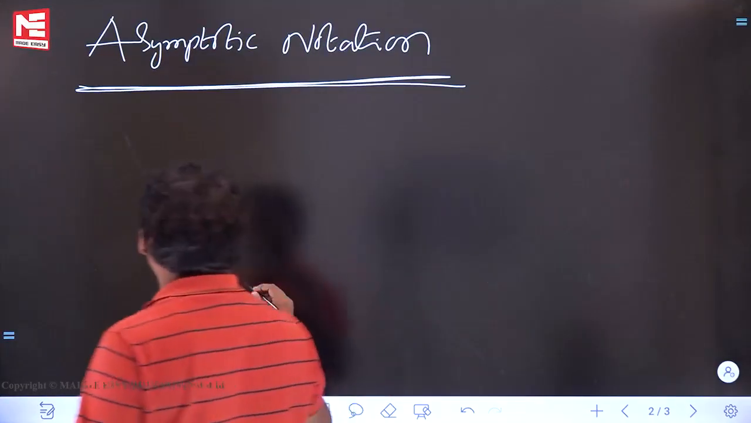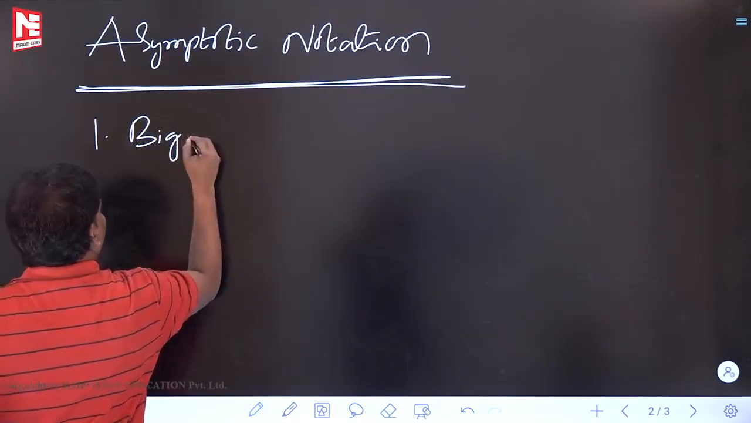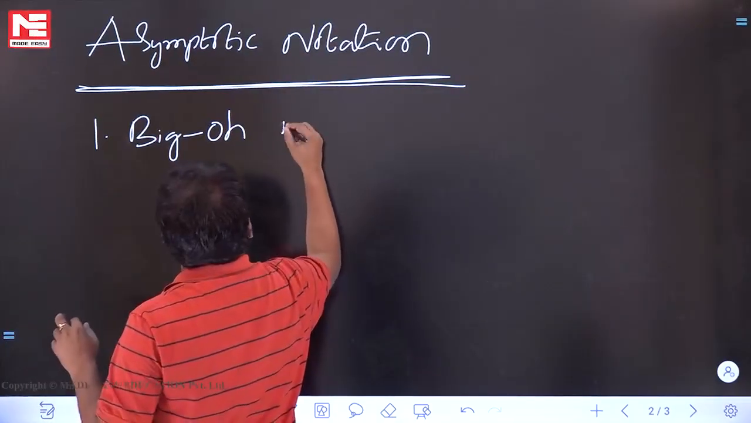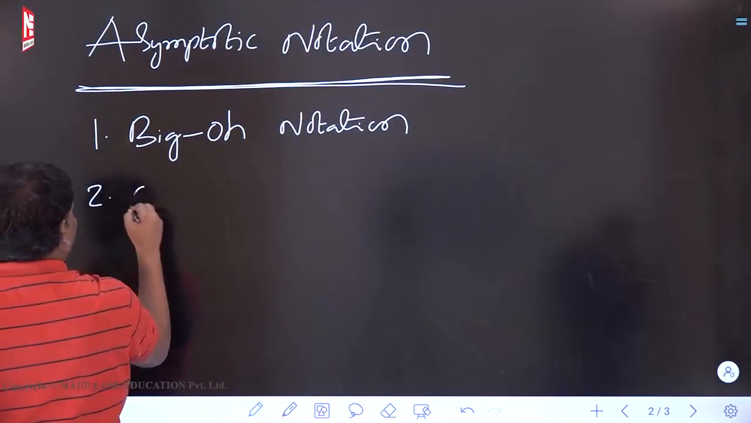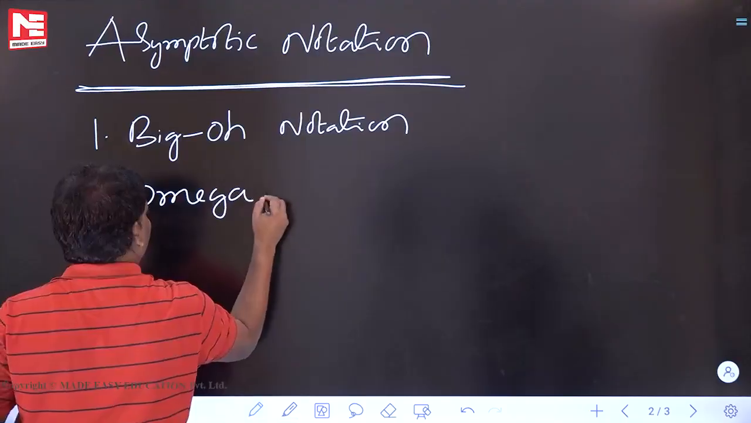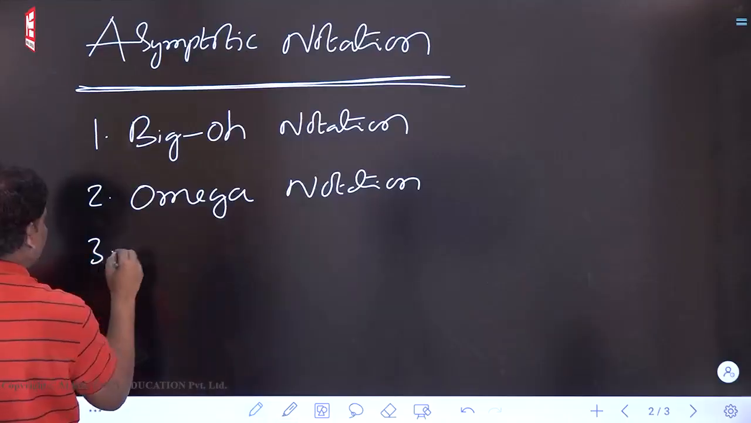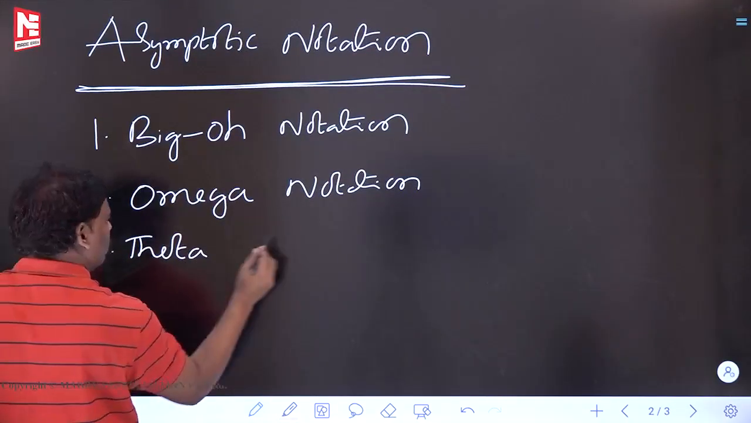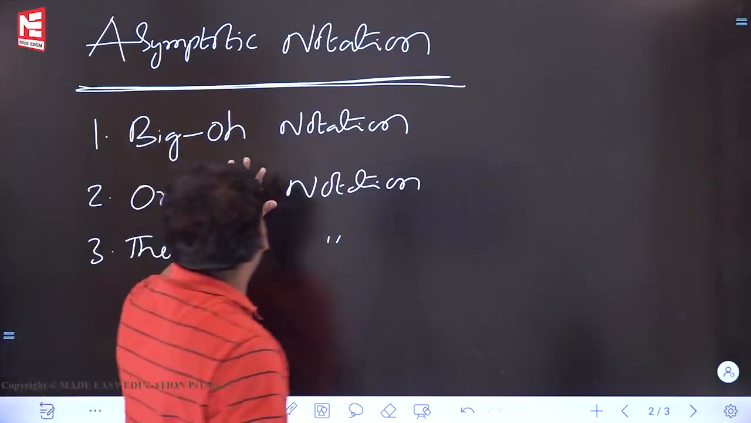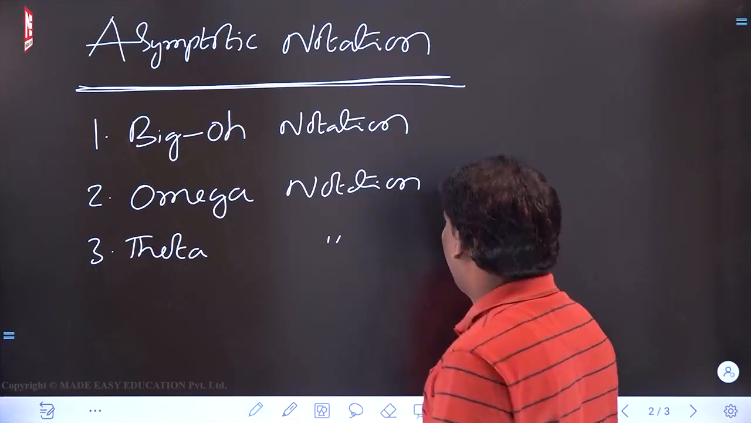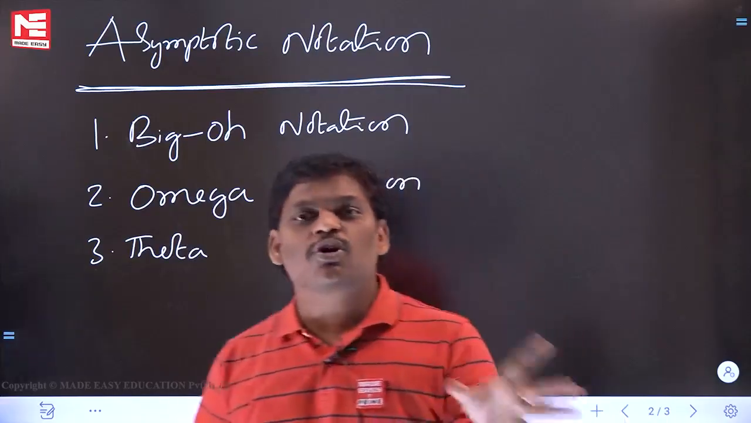The topic name is asymptotic notation, which internally contains three things. What is the first thing? Big O notation. The second one is omega notation. The third one is theta notation. Big O notation, omega notation, theta notation. Asymptotic notation contains these three parts. Please be careful, this is one more very important topic. One nice topic I completed.